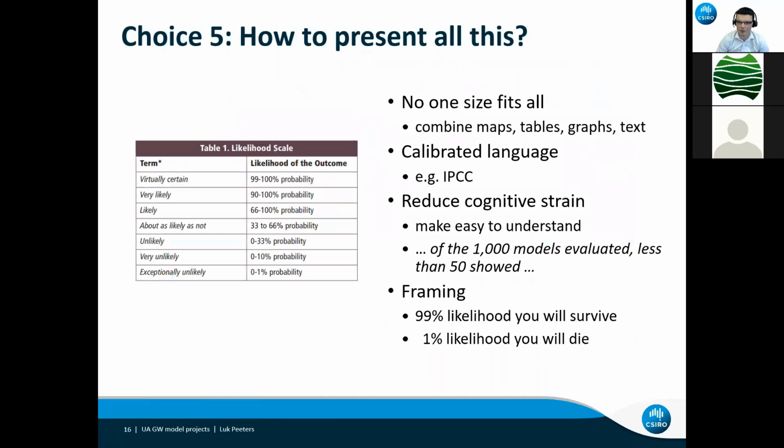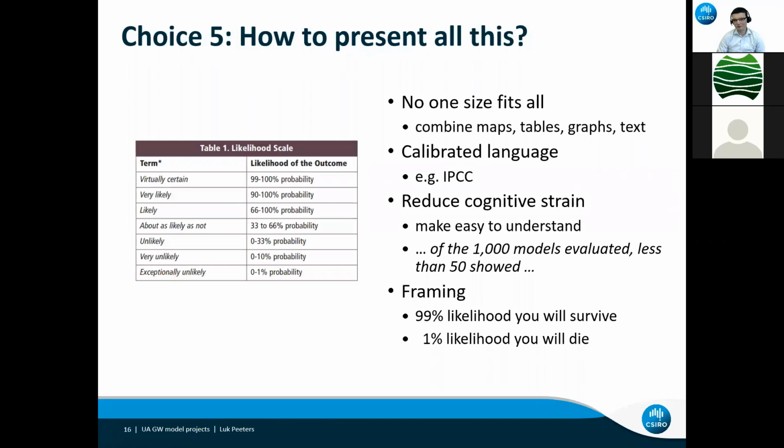And especially with the text, it is quite useful to have a calibrated language. Like for instance, these tables that are published by the IPCC, where they use subjective terms like likely and link them to a probability interval. There are also drawbacks to this, but at least it will ensure that in your own writing you can be consistent and that you can always map a term back to an actual model outcome and a probability result.